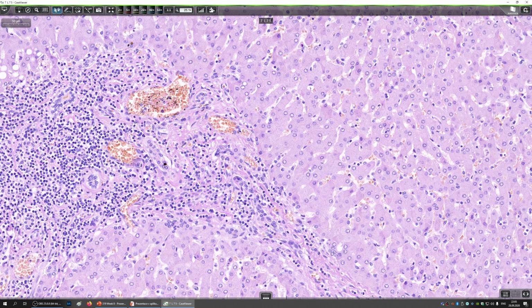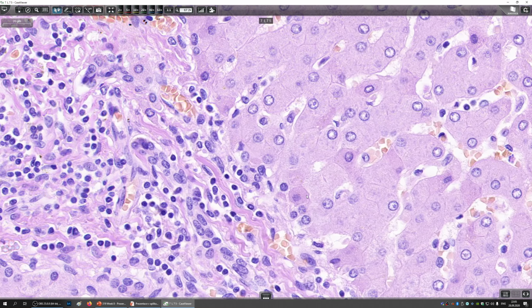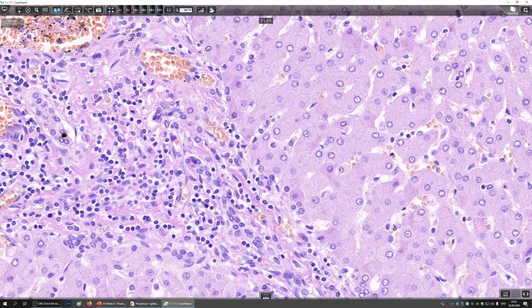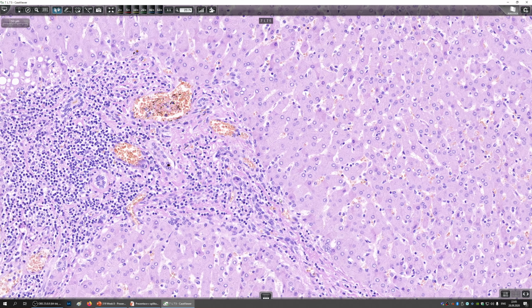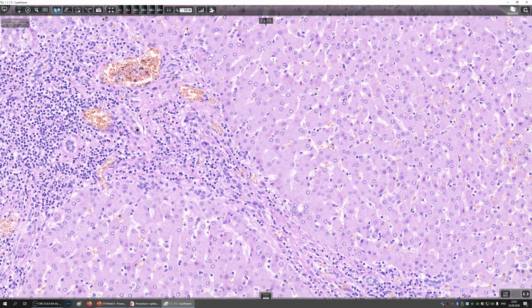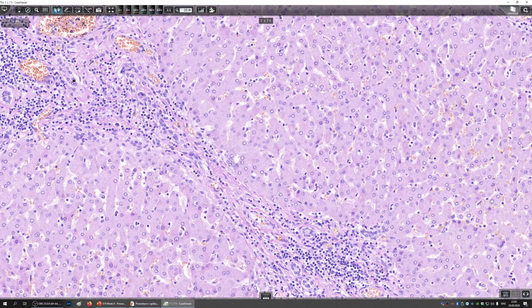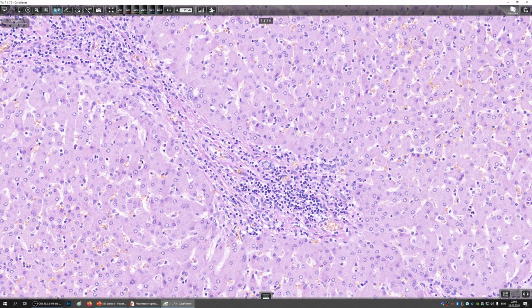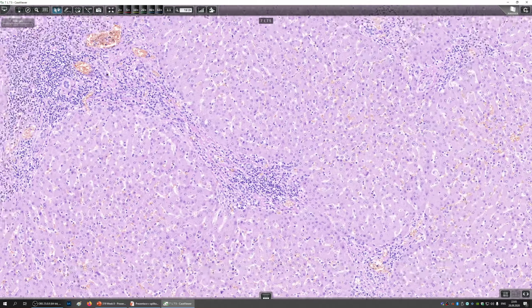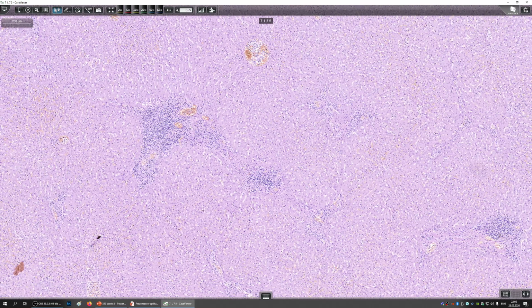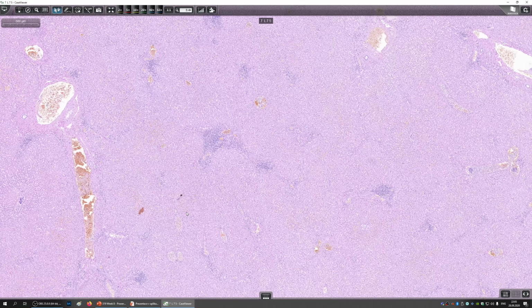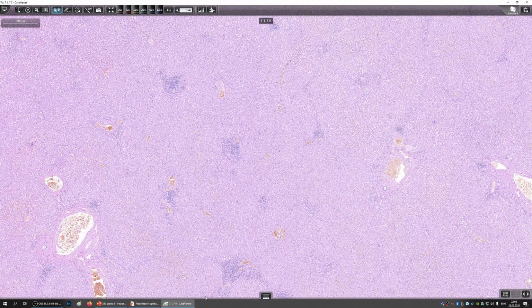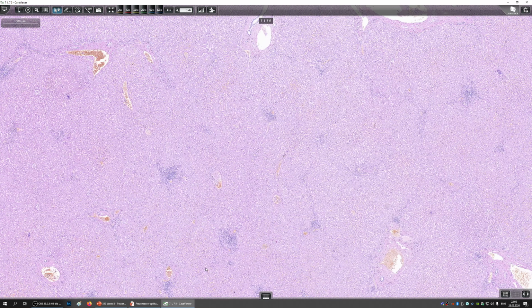Here's a hepatocyte which has undergone apoptosis, I think, or it's starting to undergo apoptosis, and here are some lymphocytes getting out and destroying them. So this is the so-called interface activity, and this means that this hepatitis is active. And from this very serious hepatitis, this person developed liver failure. I think this person died of liver failure. So this person hasn't made it to cirrhosis yet.